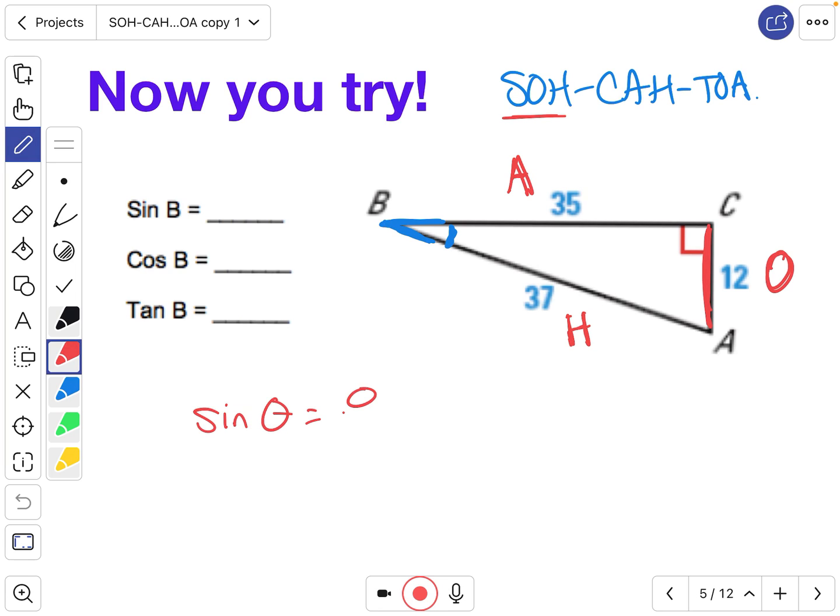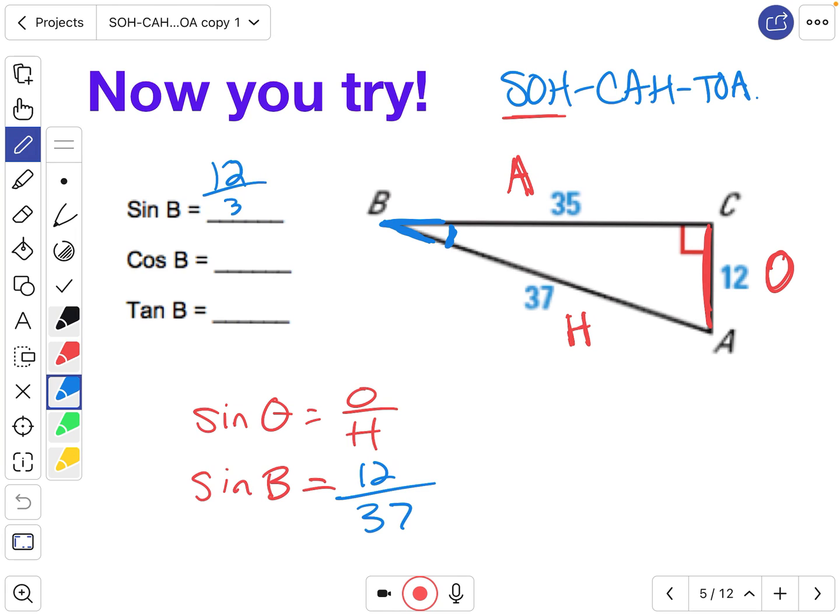Remember, to find the sine of any angle, that's the opposite over hypotenuse. So in this case, the sine of B, well, the opposite side is 12. The hypotenuse is 37. We cannot reduce. So you should have got 12 over 37 for sine of B.